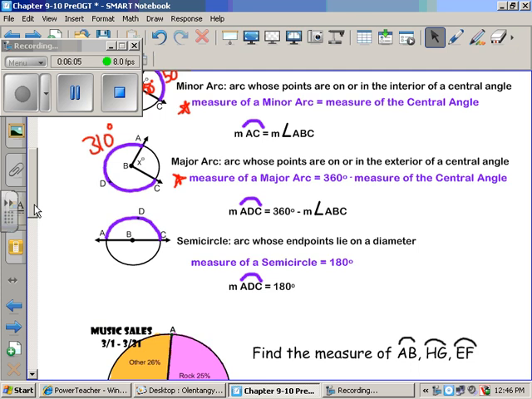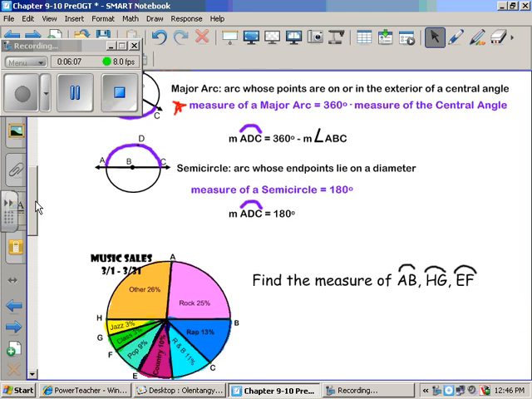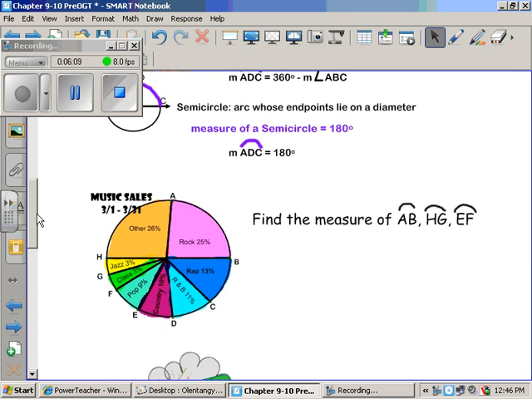So putting all this together would be an application of that. All right. So using what we know just in general about percent, and now what we know about a circle, because all the way around here is how many degrees? 360. See if you can find the measurements of arc AB, arc HG, and arc EF. And I'll make this bigger for you if you want.